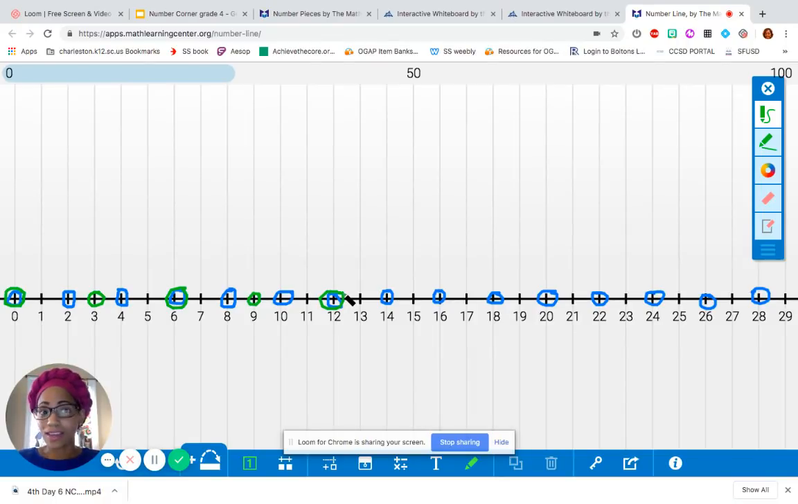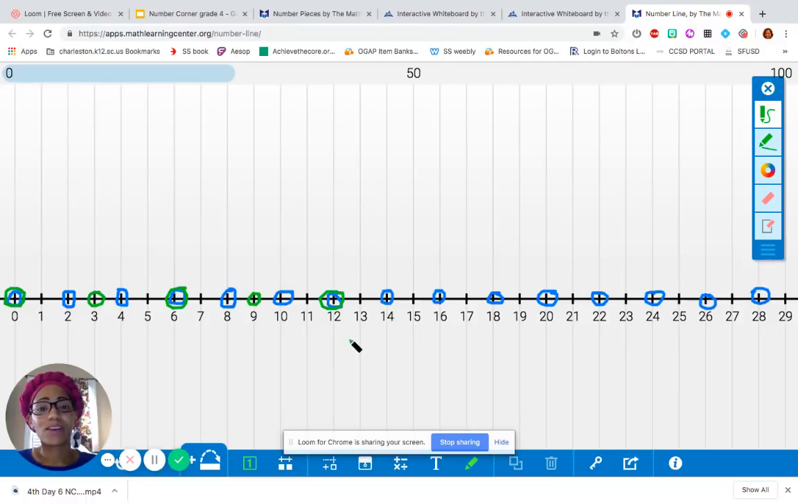Are they even, odd, or both even and odd? Yeah, they're both. Are we seeing some multiples of two that are also a multiple of three? Yeah, we are. So I wonder how many multiples of three we're going to have. So far, we have how many? One, two, three, four, five. So far, we have five in between 0 and 12. Let's keep going and let's see how many we'll get.